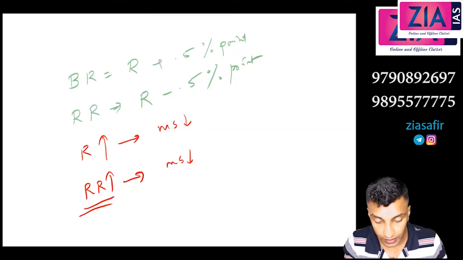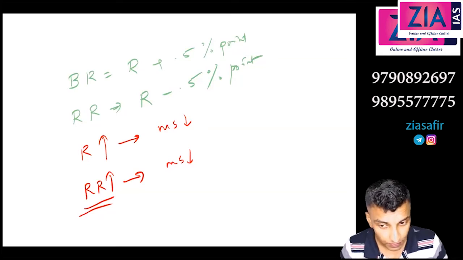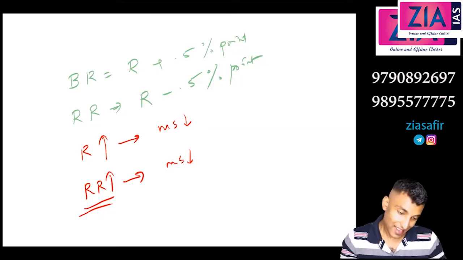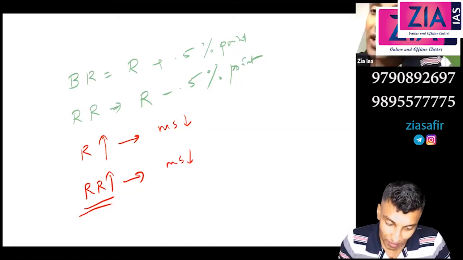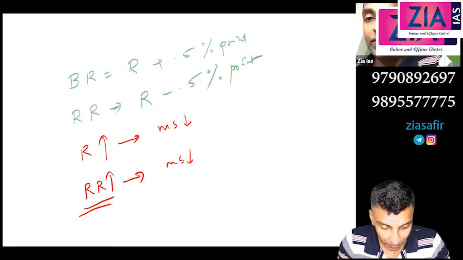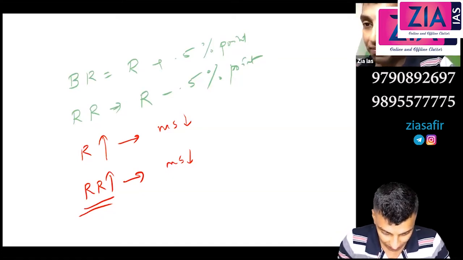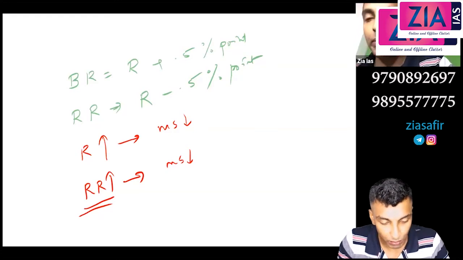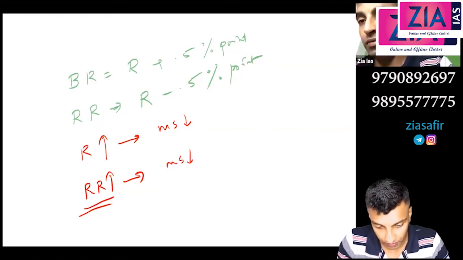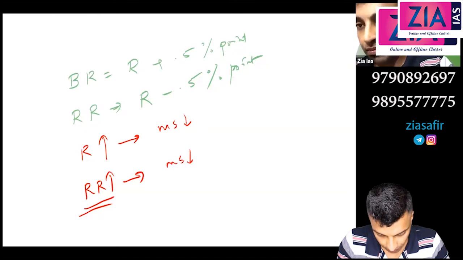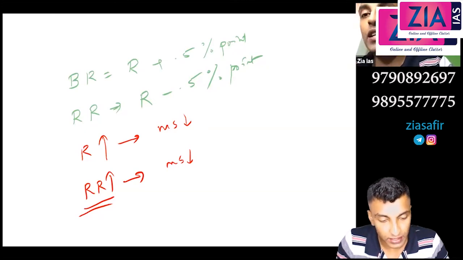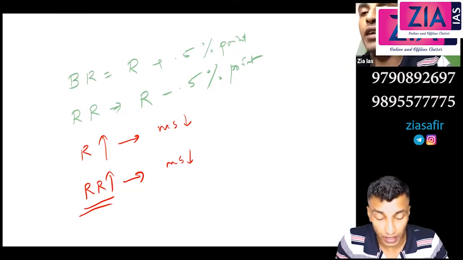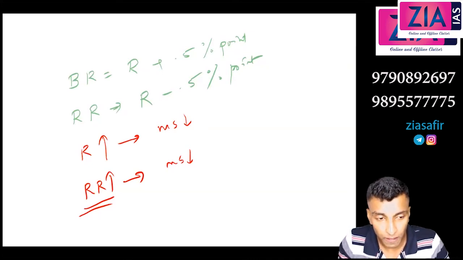So in that context, it is still not clear to me. When reverse repo is increasing, banks are getting more interest from RBI, correct? Yes. When banks are getting more interest from RBI, banks prefer to keep money with RBI. So banks have no money to lend outside. So money supply will decrease.